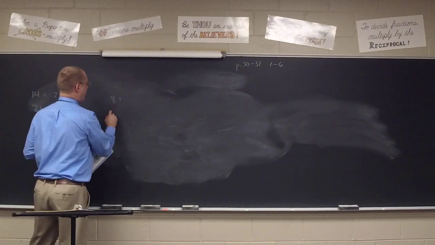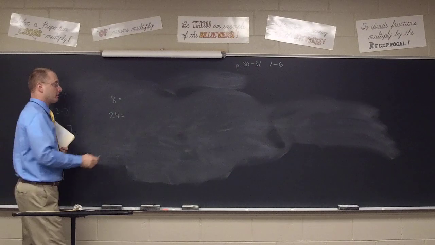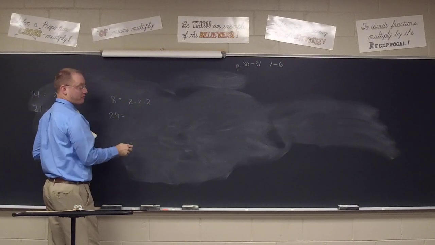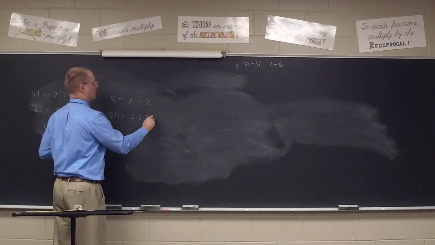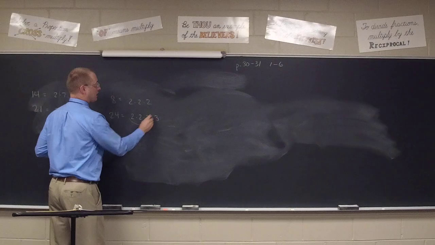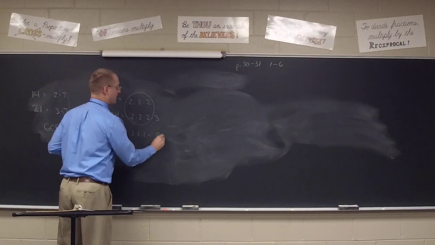Number 2, 8 and 24. For 8, what are the prime factors, Elaine? 2 times 2 times 2. And what about for 24? 2 times 2 times 2 times 3. All right, what matches? 2, 2, 2. 3 2s, which gives us 8. That's our greatest common factor.